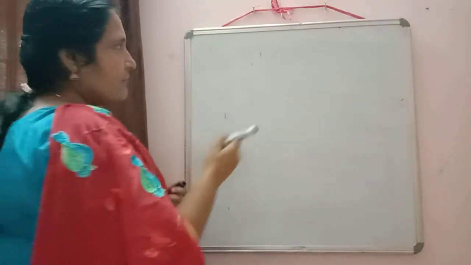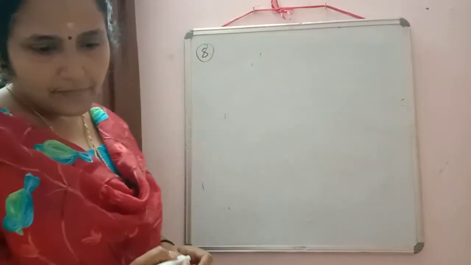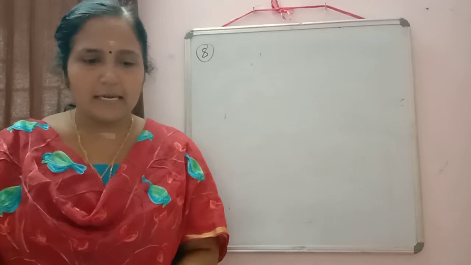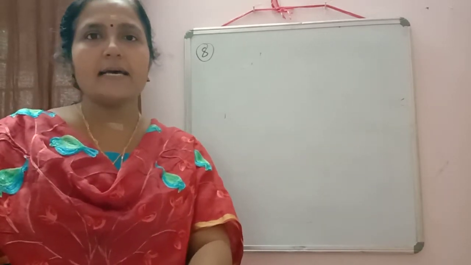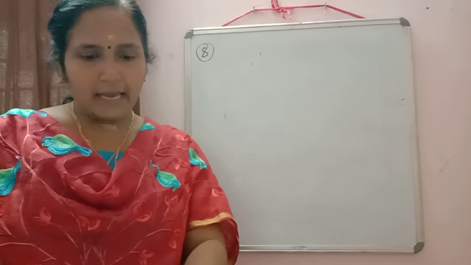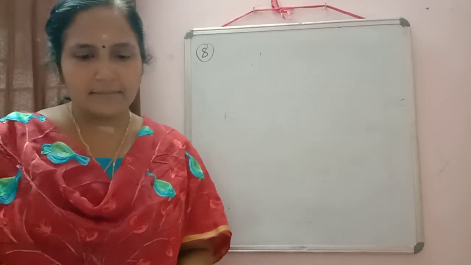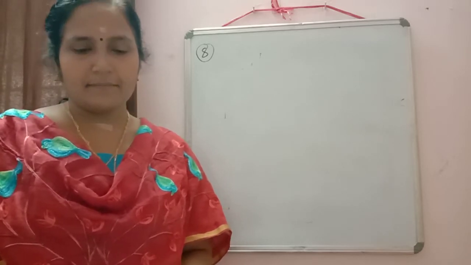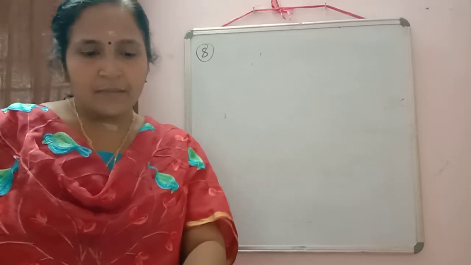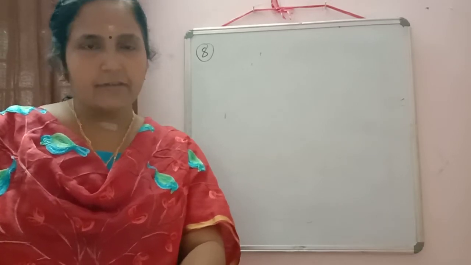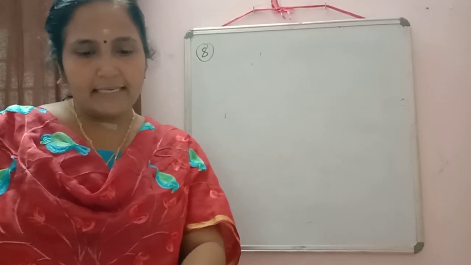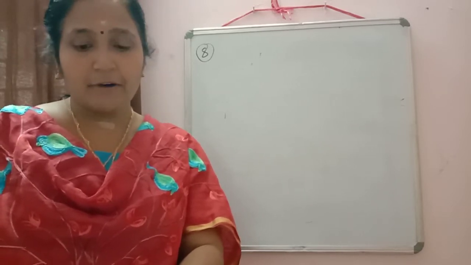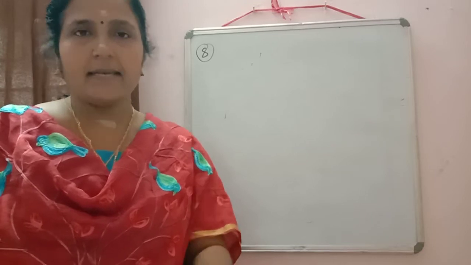Write down the question, all of you. Question number 8 is: if the 10th term of an AP is 52 and the 17th term is 20 more than the 13th term, find the AP.